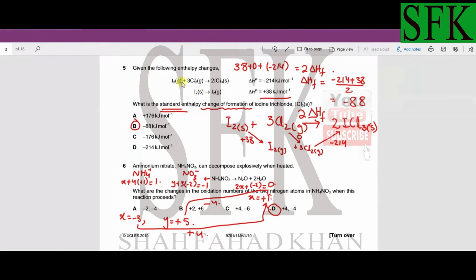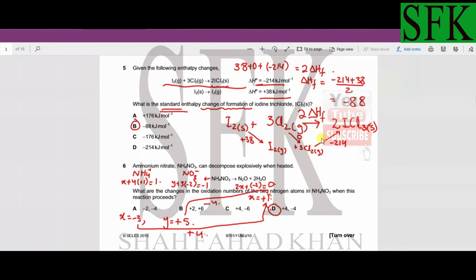Now, if iodine gas combines with 3 moles of chlorine gas, it forms 2 moles of ICl3 solid, right? So it's basically this reaction, and its enthalpy change is given. I've shown it over here by this last arrow. Now our Hess cycle is complete. Once our Hess cycle is formed, just add up the arrows. Just add up these two arrows and this arrow. The arrows pointing in the same direction must be added up. So going down and then moving up, whereas this arrow over here points in a different direction. So just add them up.